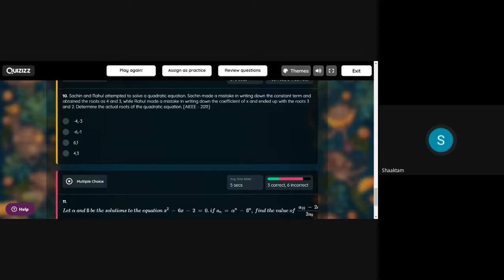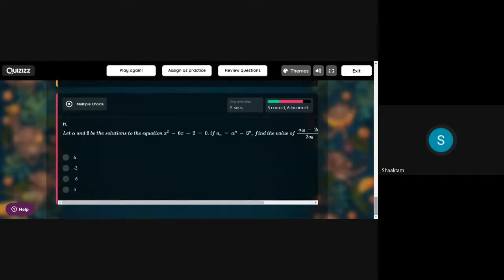I think a lot of you may have struggled with the 11th question. I don't think many of you got it right because that required a little bit of thinking. In this one, you have to replace x. As in x square minus 6x minus 2 is equal to 0, you can also say it's alpha square minus 6 alpha minus 2 is equal to 0. Let me tell you how you can go about it.